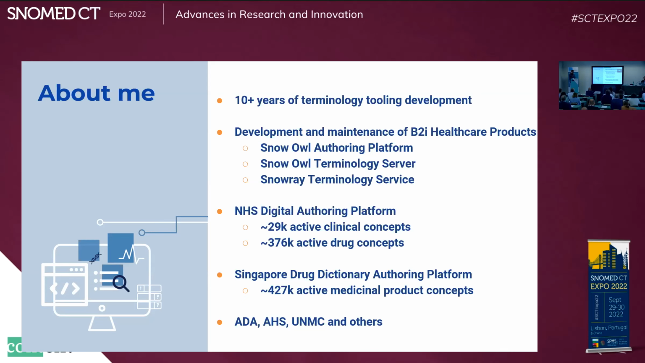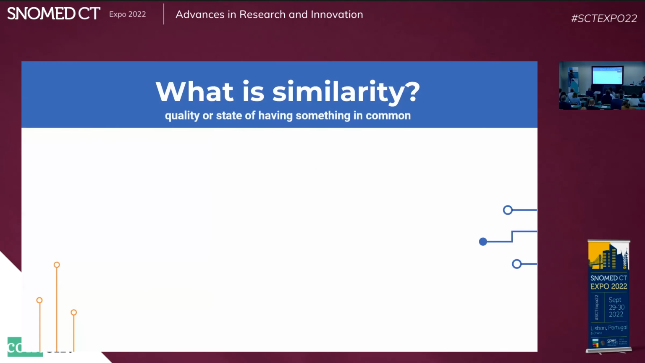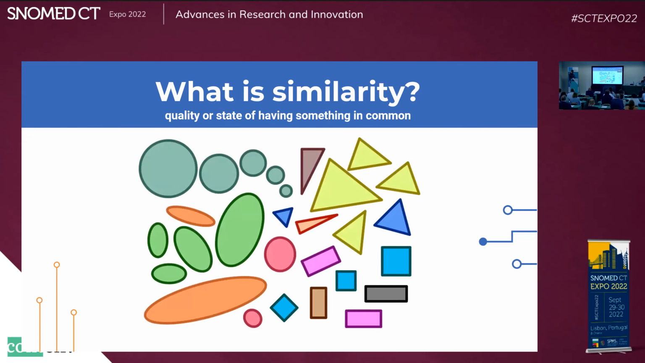In order to understand the AI, I think the question we have to ask is, what is similarity and what does that mean in SNOMED CT? From the Wikipedia definition, we can see that similarity is the quality or state of having something in common. Let's bring a simple example from the geometry space. When we were kids, we learned that there are shapes. Shapes can be circles, rectangles, triangles, and basically any kind of shape. And as a kid, you already learned to perceive the similarity between the various shapes.